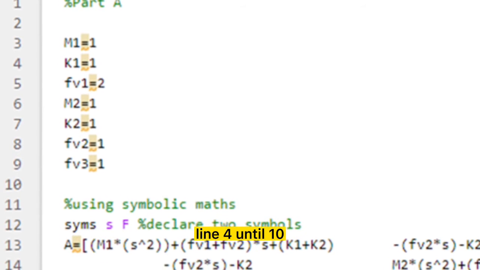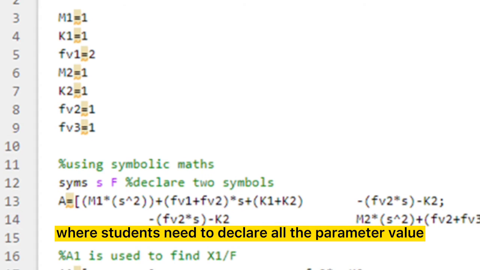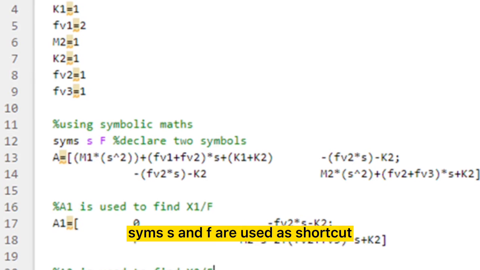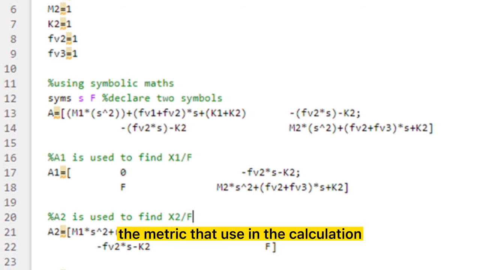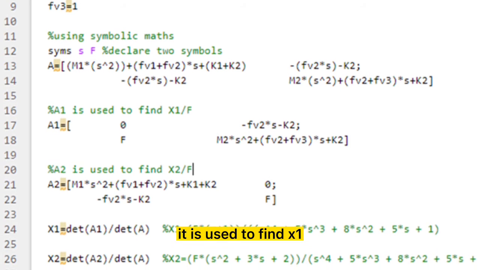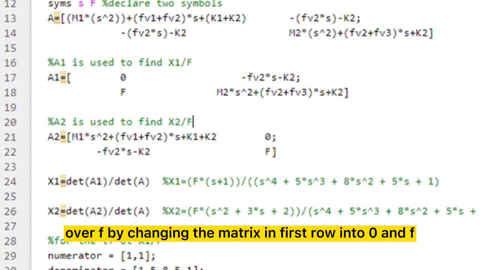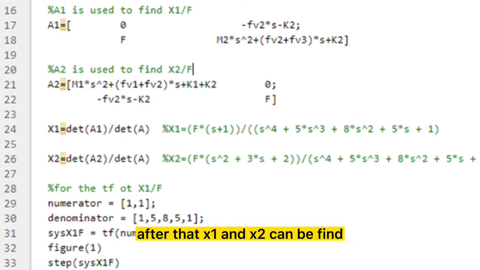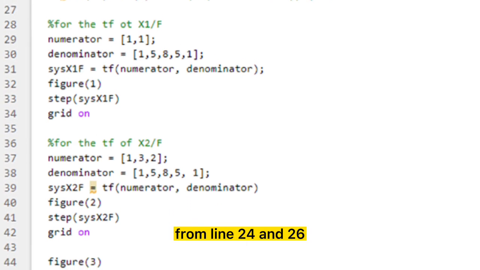Lines 4 until 10 are used to generate the unit step response, where students need to declare all the parameter values and define constants of the transfer function. Syms s and F are used as shortcuts for constructing symbolic variables. The matrix used in the calculation has to be rewritten into MATLAB for the variables. Next, A1 is used to find x1 over F by changing the first column of the matrix into 0 and F, while A2, used to find x2 over F, needs the change at the second column. After that, x1 and x2 can be found through the formula from lines 24 and 26.